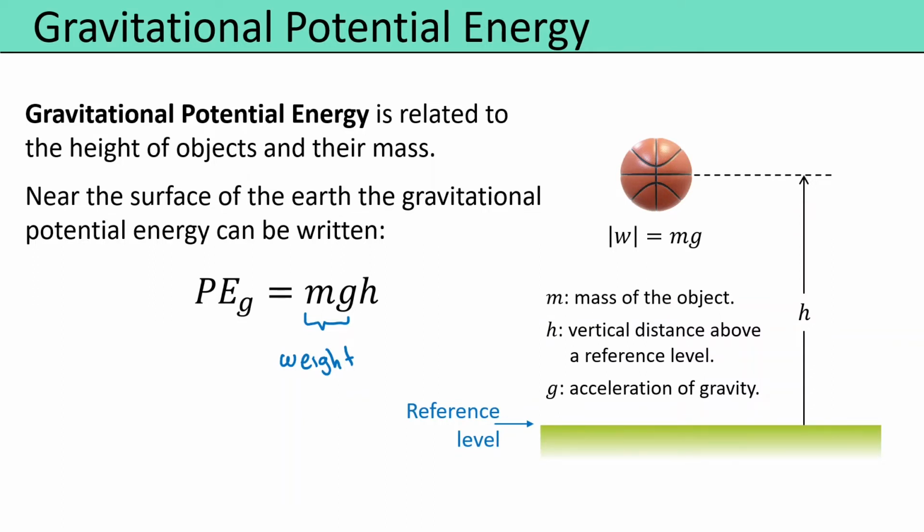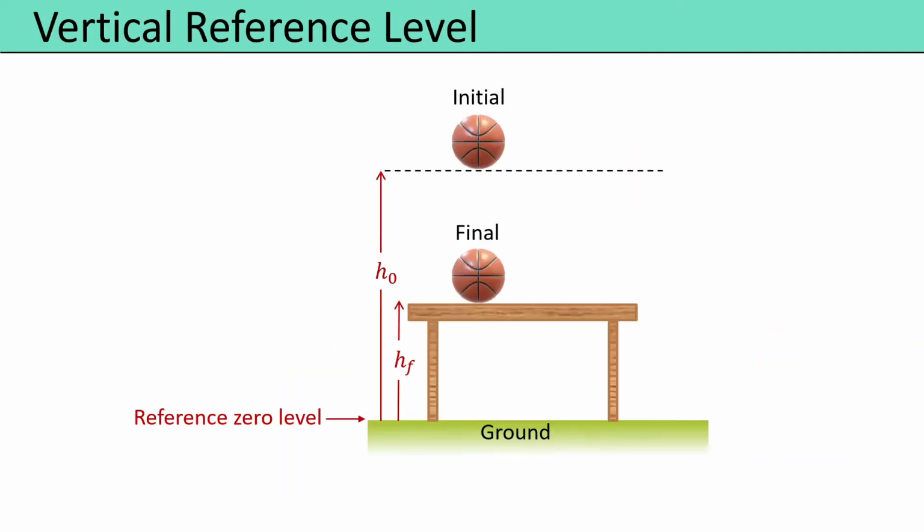An important factor to keep in mind when we calculate the gravitational potential energy is that the height depends on what vertical reference level we use to measure that height. So consider this ball now that moves from some initial height to a final height at the top of a table. We could measure the height from the ground. So we would have some initial height, some final height as well, different from zero, and we could then calculate the change in gravitational potential energy based on the change in the height.